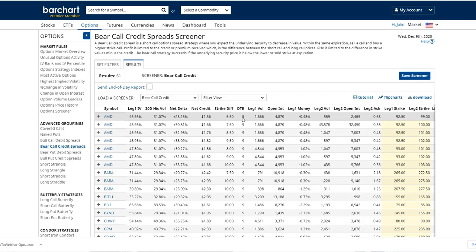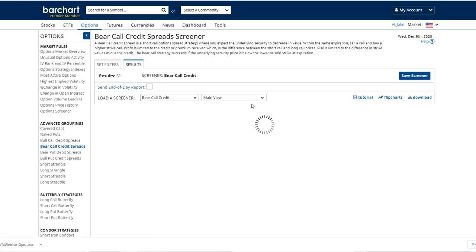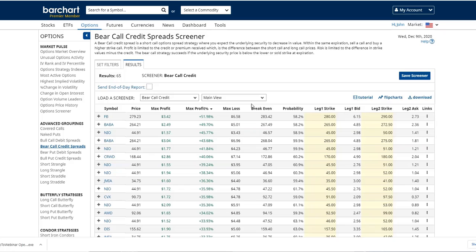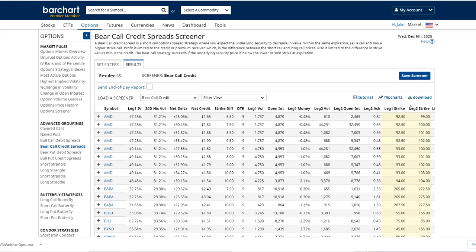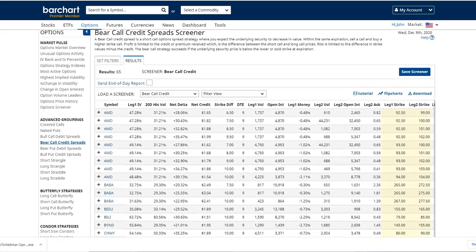Process. Okay, days to expiration, again, our volume, our open interest, and our strike differential. All right, and then I can go back to my main view and pull up the last price, my maximum profit, that percentage price, and look at those break evens as well. Okay, so at this point, what I like to do is go back to my filter and see if we can find any good candidates, and then go to the charts.